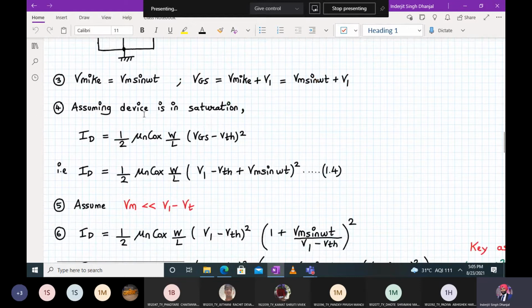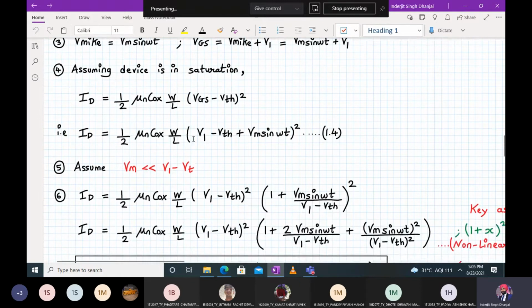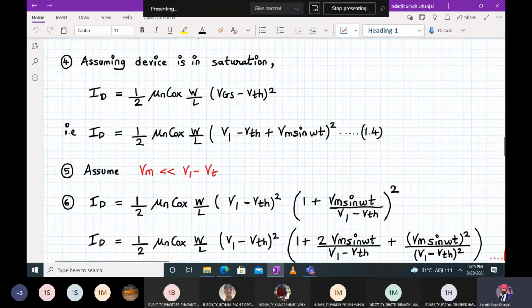So over here, when we assume the device is in saturation, we write ID is equal to half mu n Cox W over L, VGS minus VTH the whole square. And what is VGS? Vm sin omega t plus V1. So we substitute it in this equation and we get equation number 1.4. Okay. And this equation is given by half mu n Cox W over L, V1 minus Vth plus Vm sin omega t the whole square.